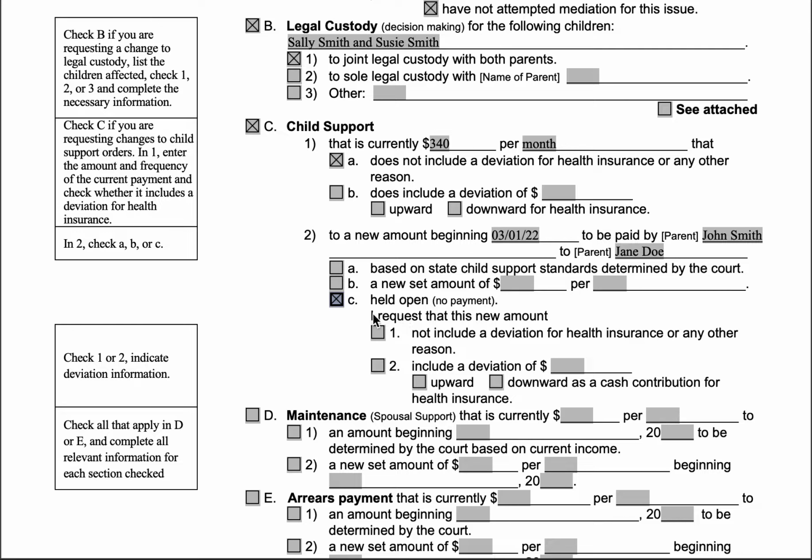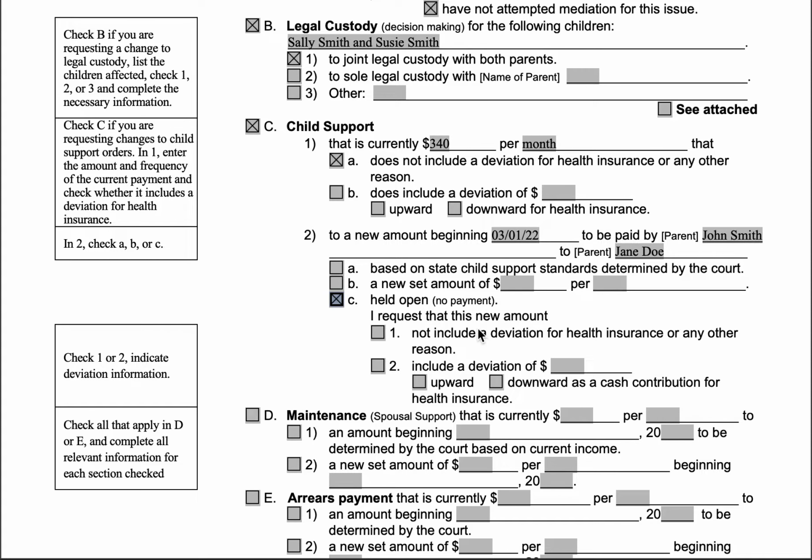Last but not least, there is this section here where it's I request this new amount. This section does apply to all 3 of these. So a lot of people think it only applies to C, but it actually applies to A, B, and C. And so this is going back to the deviation part that we talked about here. It's just asking, do you want this new amount to be slightly different than the state standard amount if someone pays for health insurance?